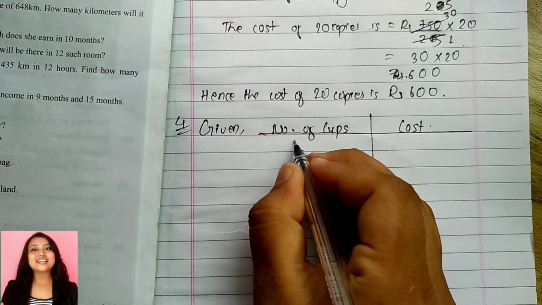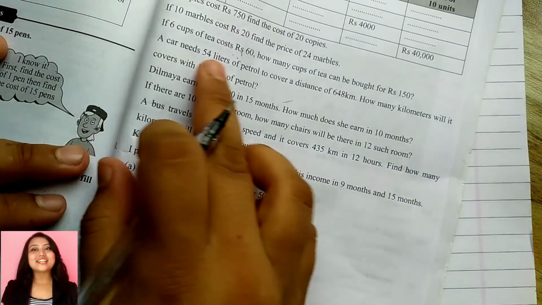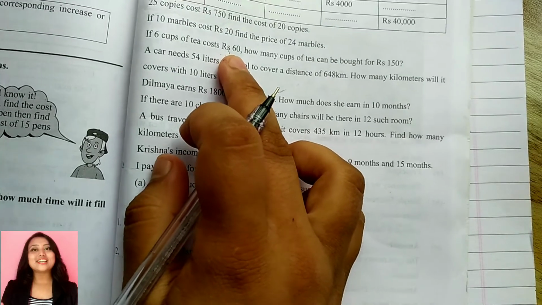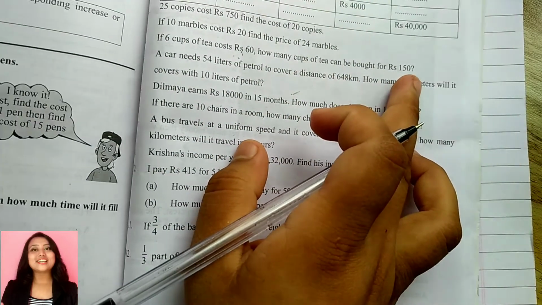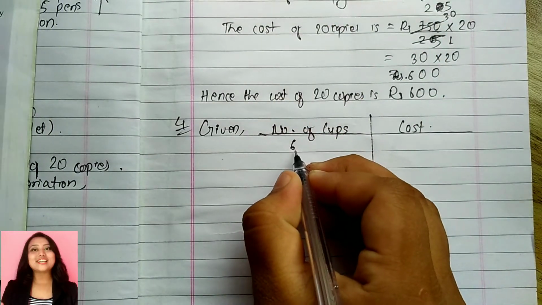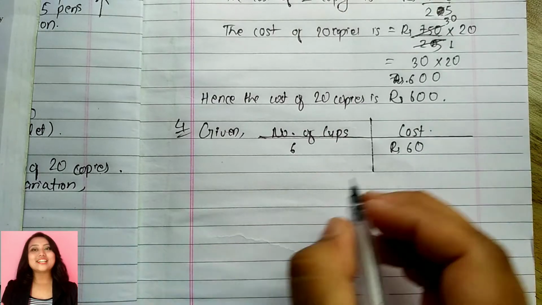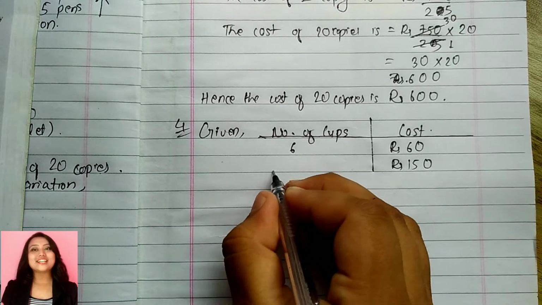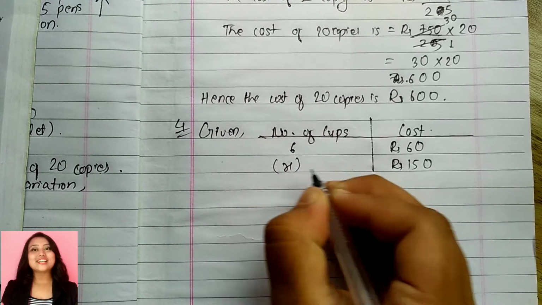So here the number of cups: at first it was given 6. Let me show you the question again. 6 cups of tea cost 60 rupees. How many cups of tea can be bought for rupees 150? That means 6 cups are given and it will cost rupees 60. And now rupees 150 is given, but you don't know how many cups you will be getting.